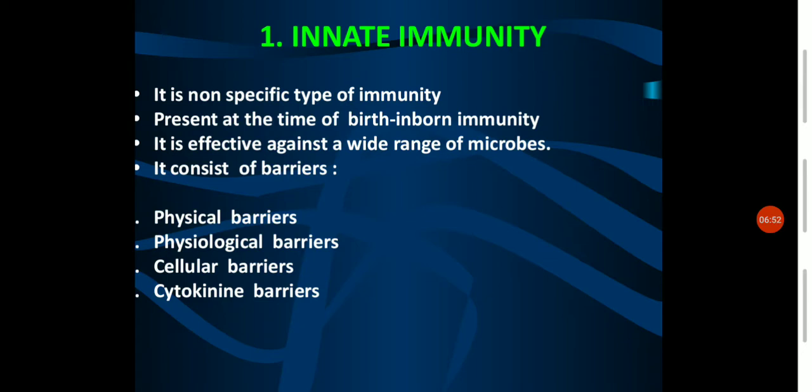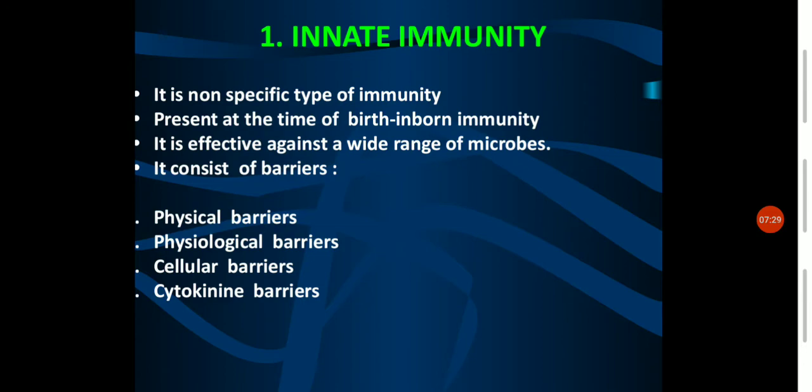Innate immunity has 4 barriers. First, the physical barrier. Second, the physiological barrier. Third, the cellular barrier. Fourth, the cytokine barrier. The presence of these barriers itself is going to prevent the entry of microorganisms or pathogens into our body. So first we will discuss the physical barrier.